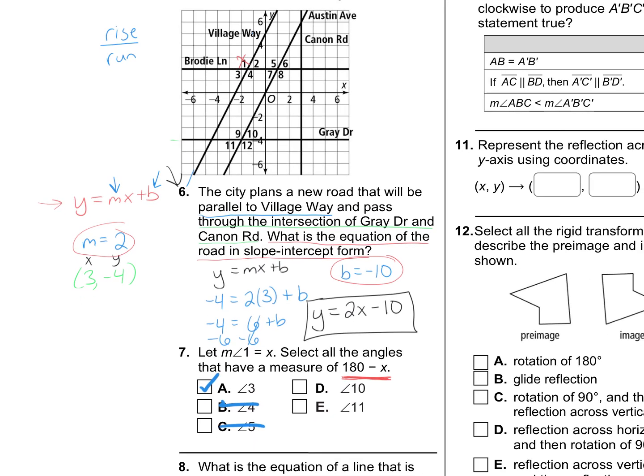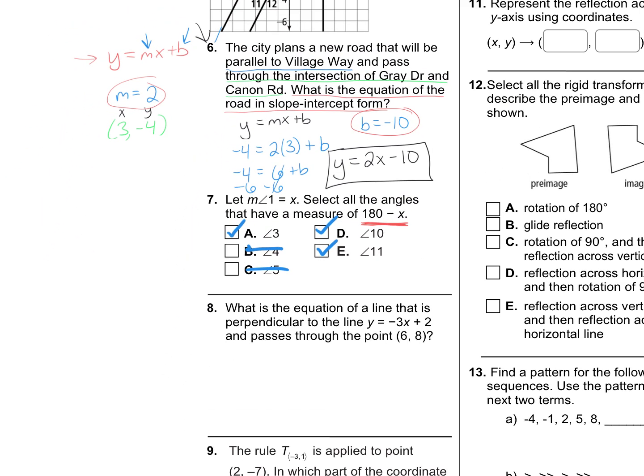1 and 10. Yes, one's acute, one's obtuse. Last one, 1 and 11. Yes, because one's acute, one's obtuse. So your correct answers on that one are A, D, and E.